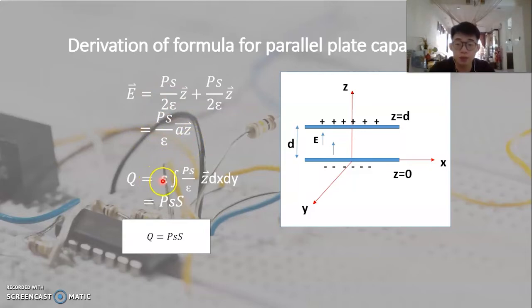Next, Q equals epsilon naught times the integral of E. We substitute this E into Q equals epsilon naught times the integral of E, and we work it out. We get Q equals rho s times S, where Q is charge and S is the surface area.